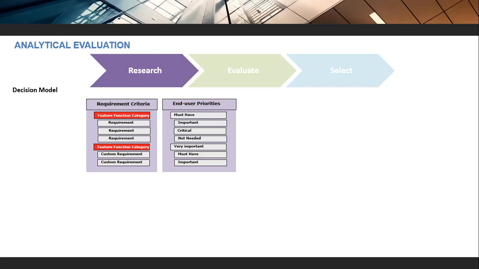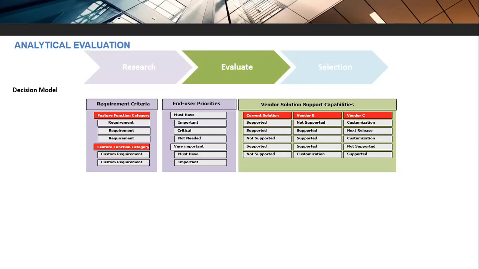Once we finish with the end user priorities, as we said earlier, you start from the end user priorities. We saw in the first slide, you start from the top, you go to the bottom, and then you start evaluating. Now, how do you evaluate? You evaluate your current solution, your vendor B or A, and the vendor C. You do a cross evaluation.